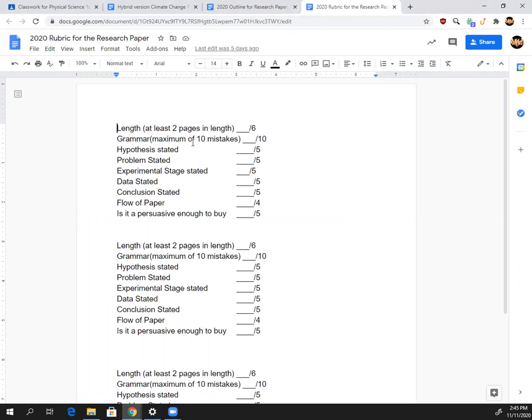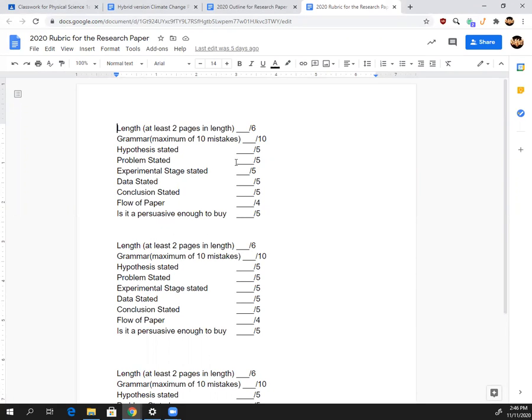You have a maximum of 10 mistakes. If you have 10 or more mistakes, then I take off all of your points. You get minus a point for anything that is very incorrect grammar-wise. So you must have somebody proofread this paper or you will get points off. You need to have your data stated, what you're trying to do, the problem that we're facing, what your hypothesis is about this idea, how your paper flows from one thing to the next, and is it persuasive enough for me to buy it as your benefactor? So you're persuading. This is a persuasive paper.